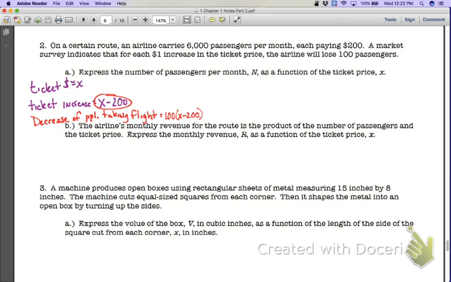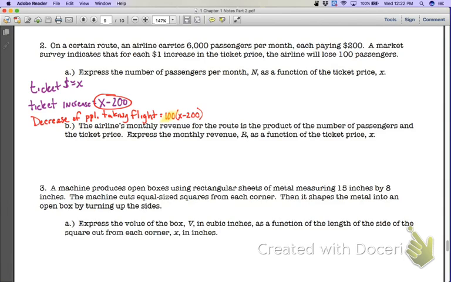If it goes up to $205 instead of the $200, they're going to lose 500 people, right? Does that make sense? So that 100 right here is for every $1 that it goes up. So every time X is more than the 200, whatever that value is, we're going to take that value and multiply it by 100.